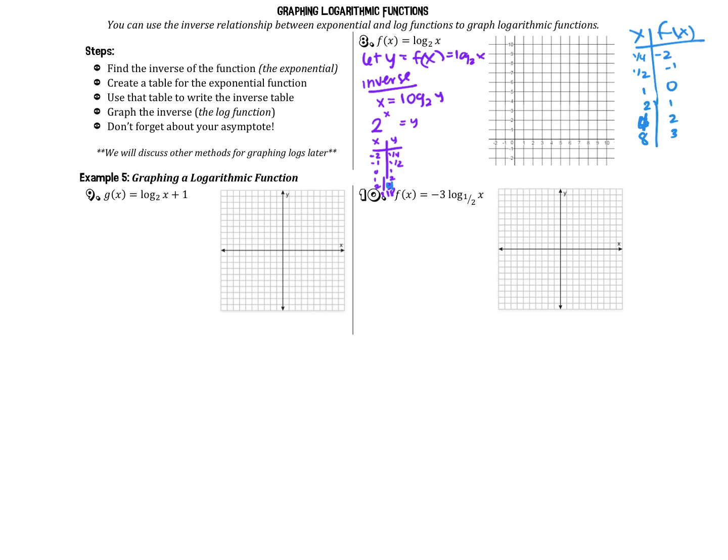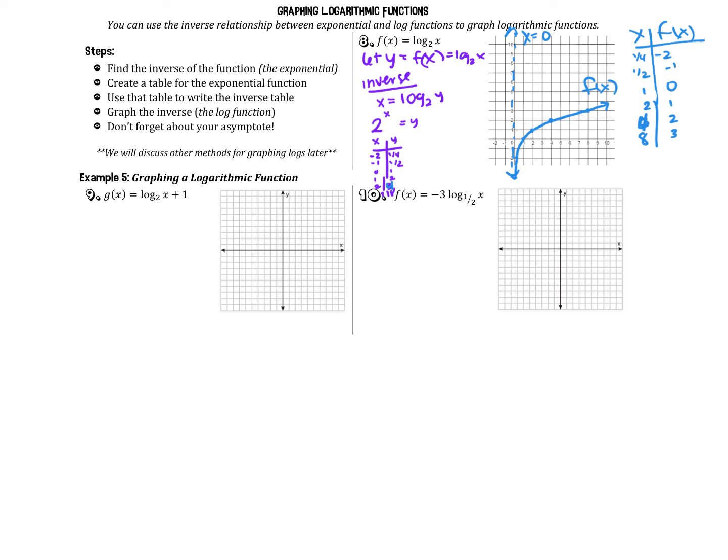There we go. Now I know with a logarithmic function I'm going to have a vertical asymptote when x is equal to 0, and now I can just plot these points. And once I've plotted them, I can connect and make sure my graph is getting closer and closer to the x-axis without crossing it. So this is our function.